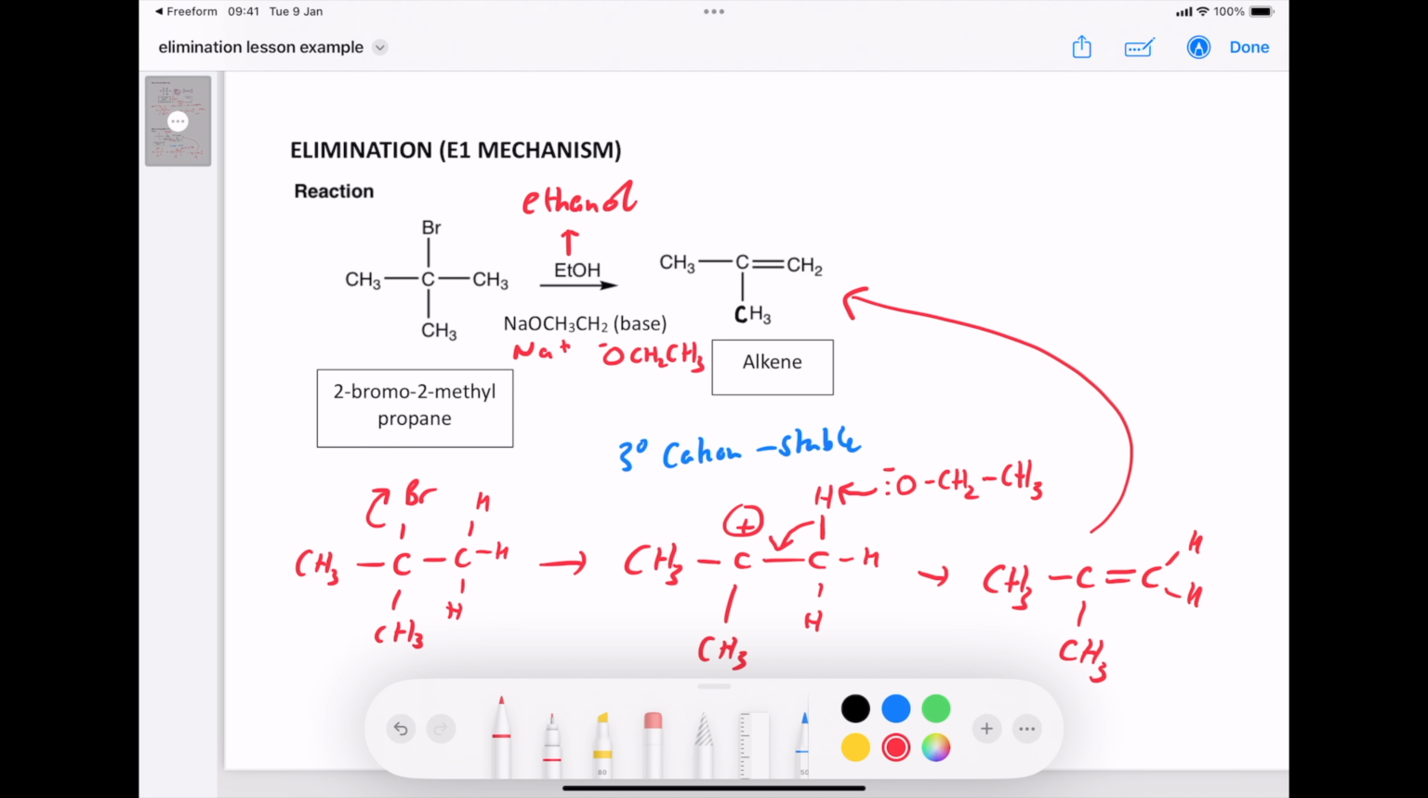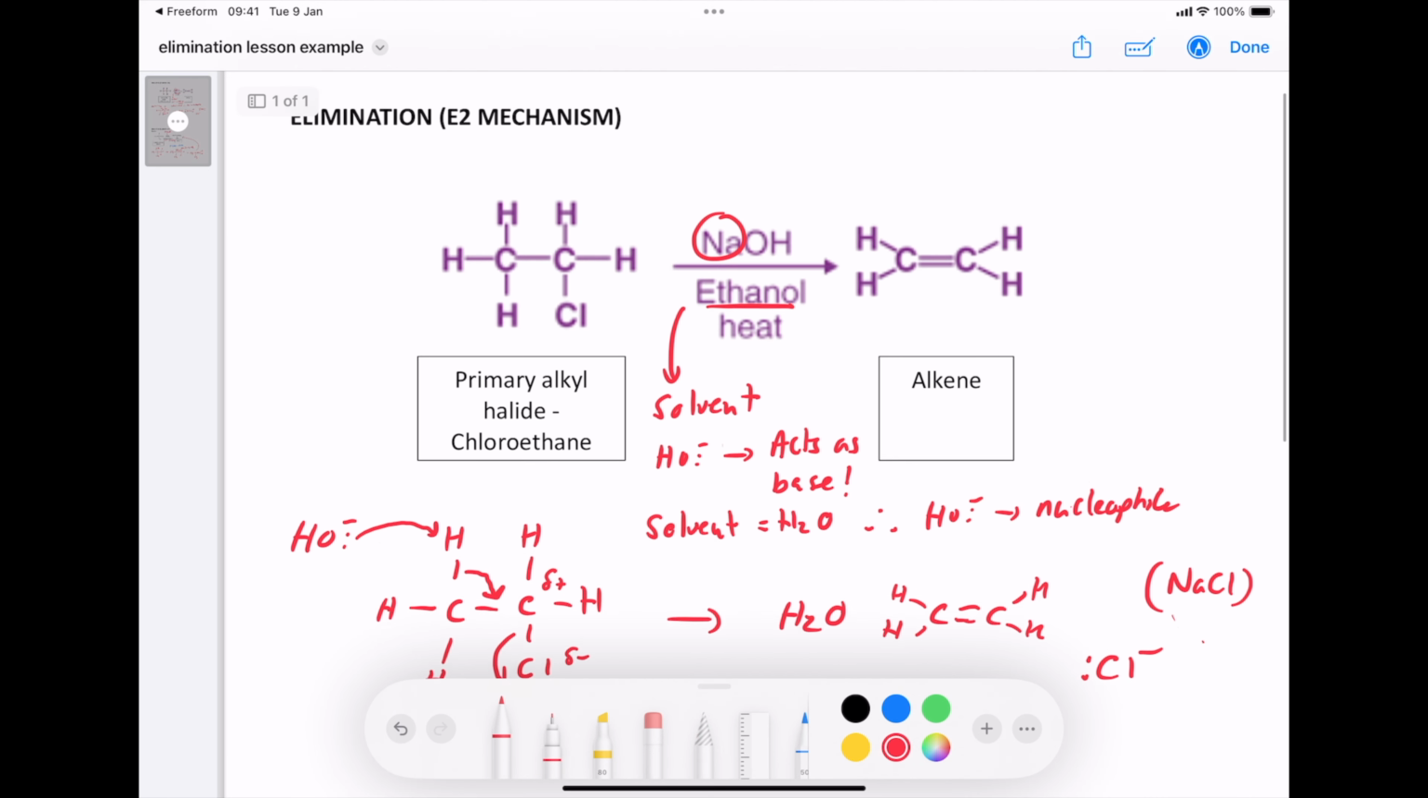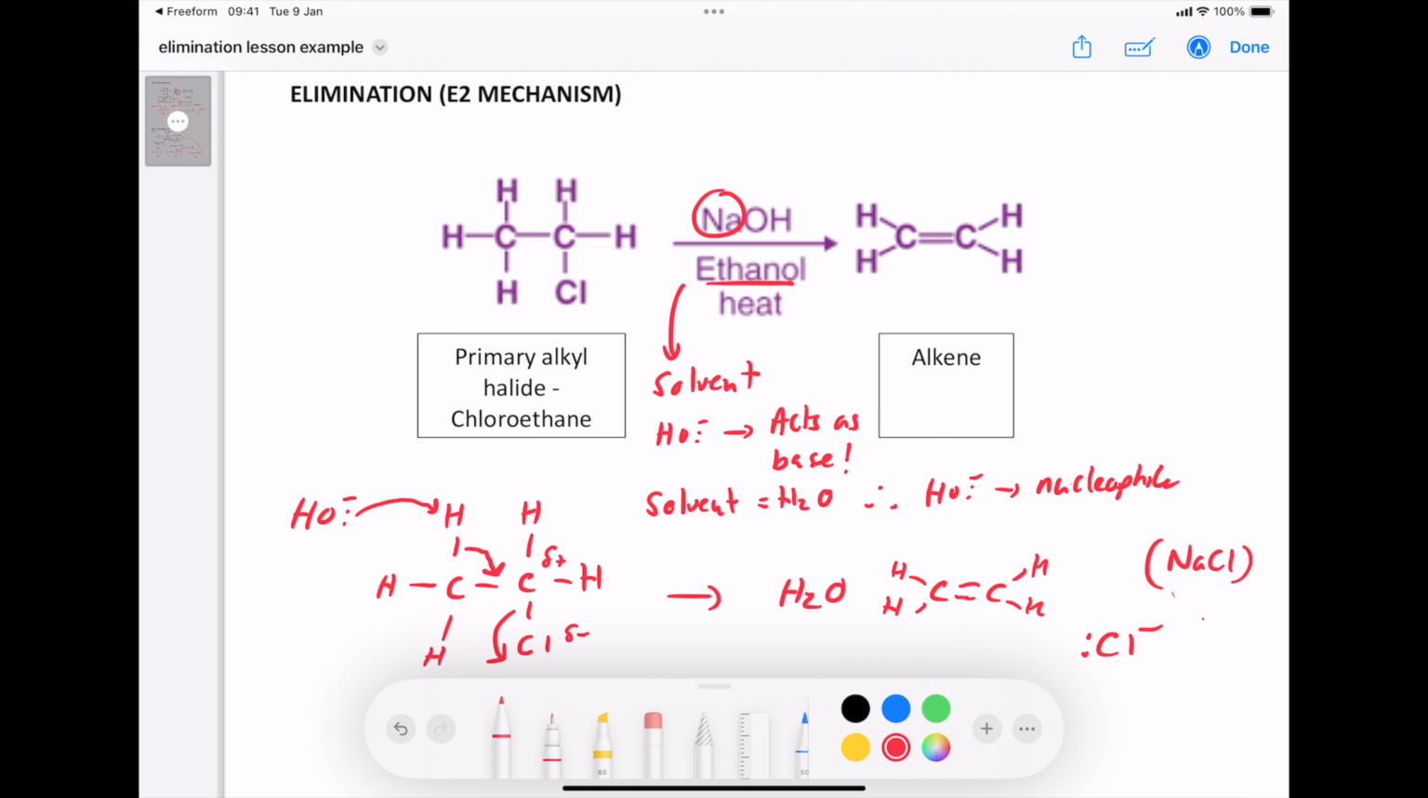To summarize, the E1 mechanism is similar to the SN1 mechanism, because both involve the formation of a tertiary cation, whereas the E2 mechanism is similar to the SN2 mechanism because everything sort of happens in one go in that first stage.